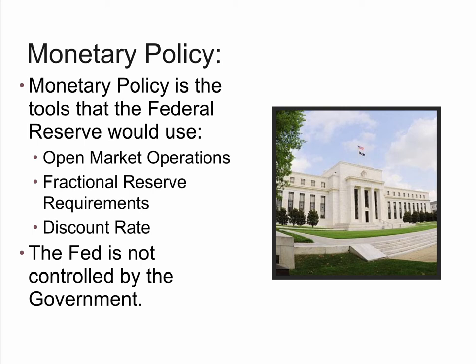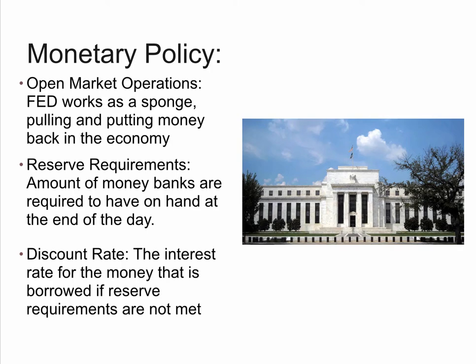All of our money is Federal Reserve notes, which are printed by the Treasury. Again, it gets really iffy if we say that it's not controlled by the government, but they work very closely with the government, though not controlled. Those three things that we just talked about, the open market operations, the reserve requirements, and the discount rate, are the three main monetary policy tools.